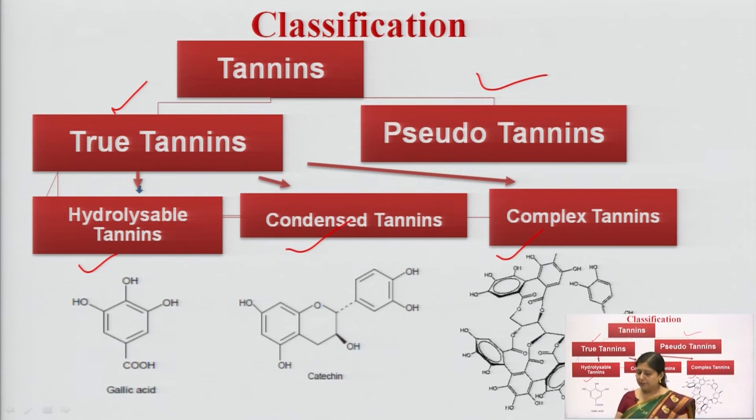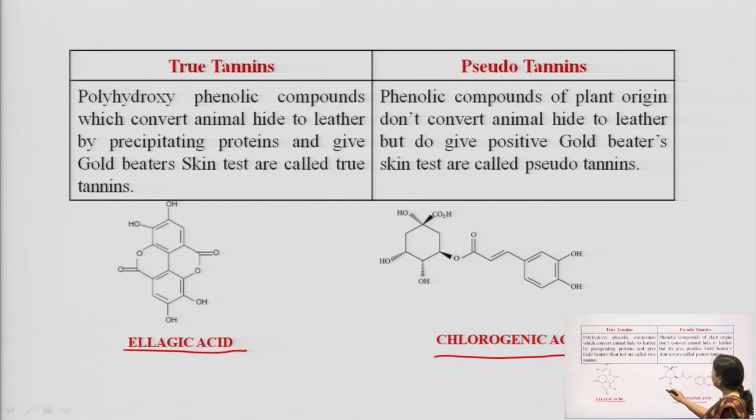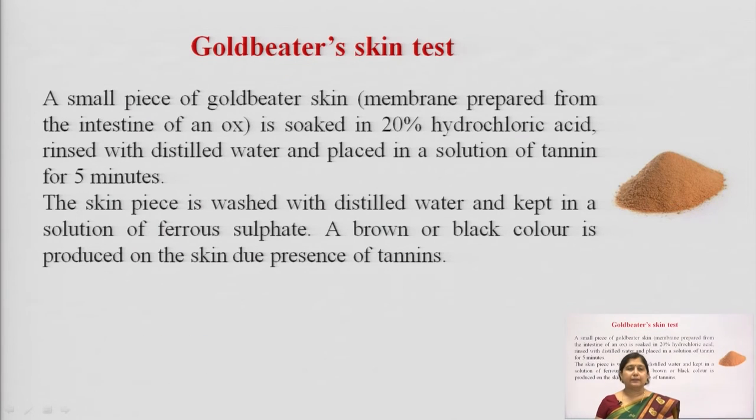We will see what the hydrolyzable tannins are. But before we go further, let us see in detail the true tannins and pseudo tannins. True tannins are polyhydroxyphenolic compounds which convert animal hide to leather by precipitating the proteins and give the Goldbeater's skin test. An example here is ellagic acid. Pseudo tannins are phenolic compounds of plant origin, but they do not convert animal hide to leather and they do not give the positive Goldbeater's test. That is why they are known as pseudo tannins. The example for this is chlorogenic acid. This is the structure of chlorogenic acid.